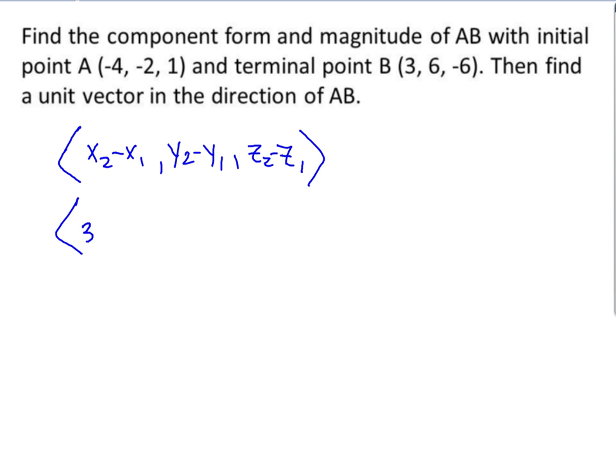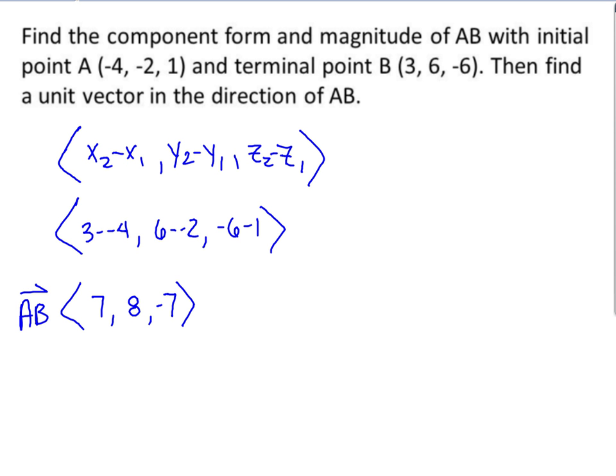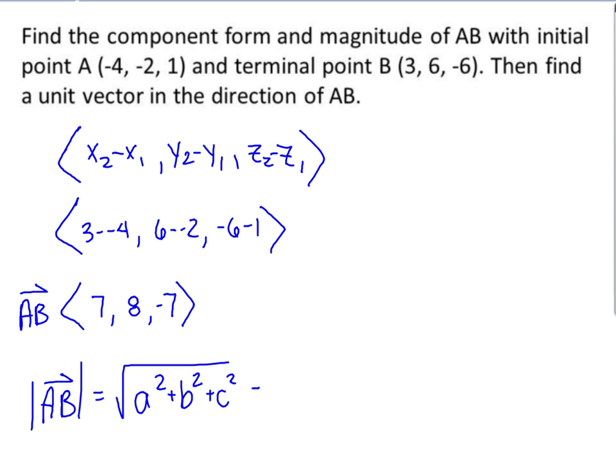So we're going to do 3 minus -4, 6 minus -2, and negative 6 minus 1. So this is going to give us 7, 8, and negative 7. To find the magnitude of this vector, so let's call this vector AB, it was the square root of a squared plus b squared, but since we have that third component, we're going to have to add c squared. So this is going to give us 7 squared plus 8 squared plus negative 7 squared.